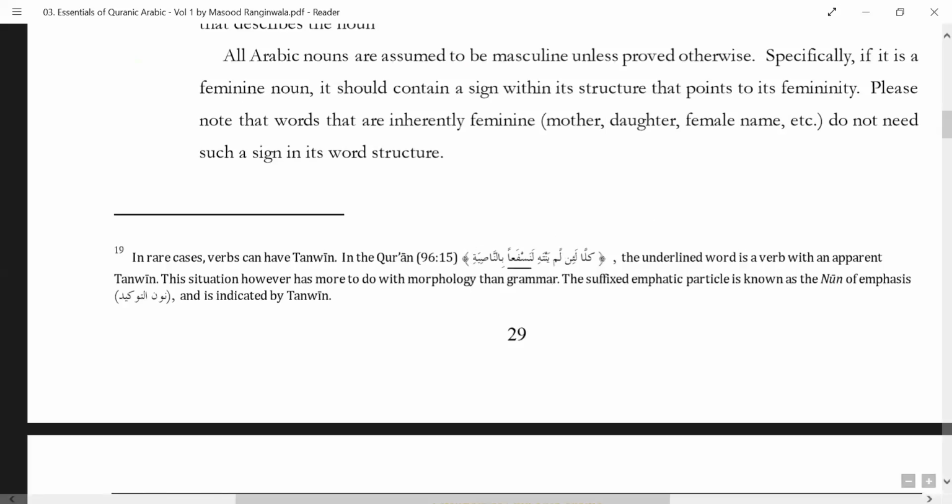Now here there is an exception given for verbs having tanween. This underlined word over here is a verb which is having tanween, but this is more on the morphology. This is not more related to the grammar, so you can leave this out as an exception. You don't need to do it now, it's fine.